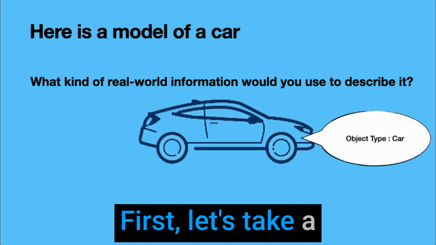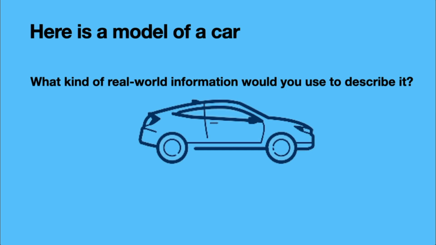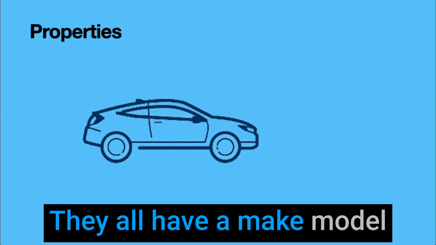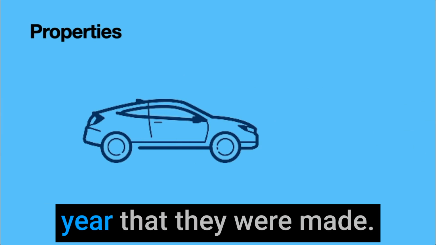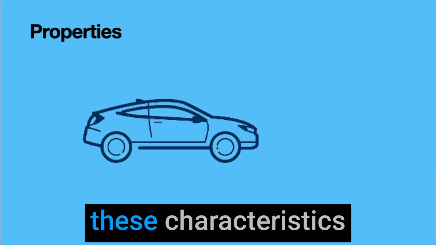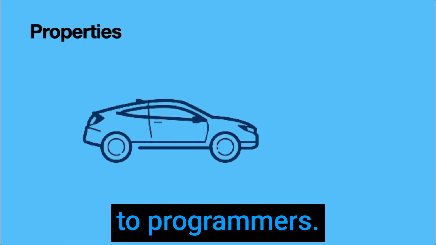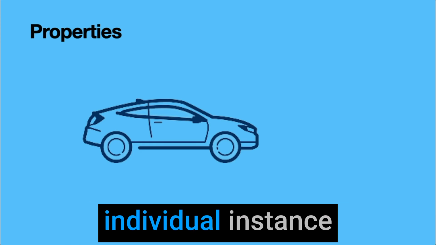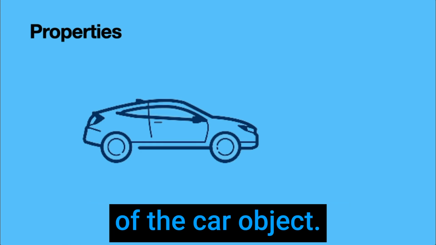First, let's take a look at properties. Cars share common characteristics. They all have a make, model, color, engine size, and year that they were made. These characteristics are known as properties to programmers. Each one tells you something about the individual instance of the car object.